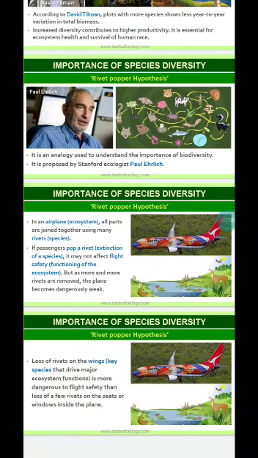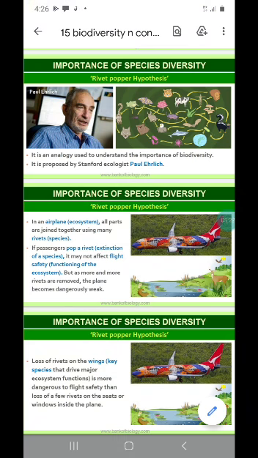So it is governed by the contribution each of these species makes in an ecosystem. It is not dependent on the size of the organism. What is the contribution made by that particular animal or plant to the ecosystem? That is it. This was proposed by Stanford ecologist Paul Ehrlich. He gives a hypothesis which is called the rivet popper hypothesis.